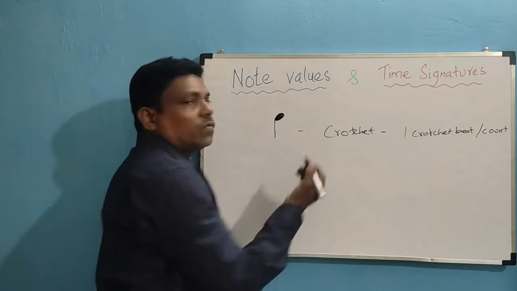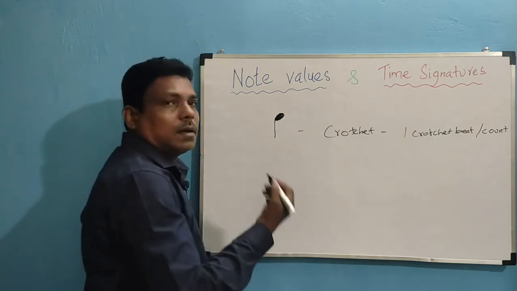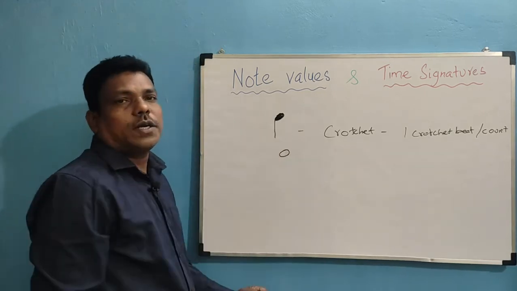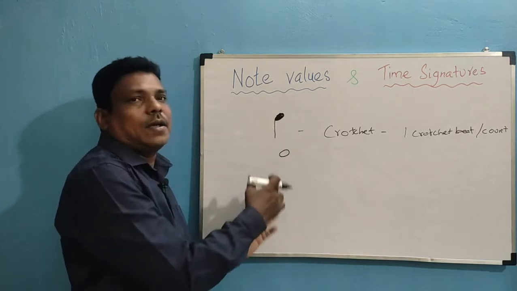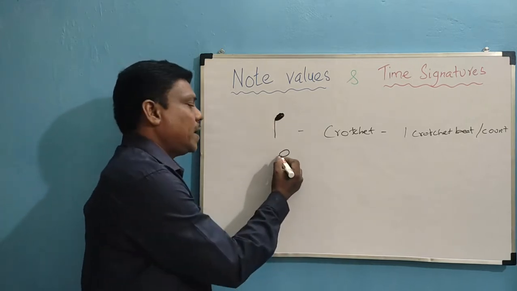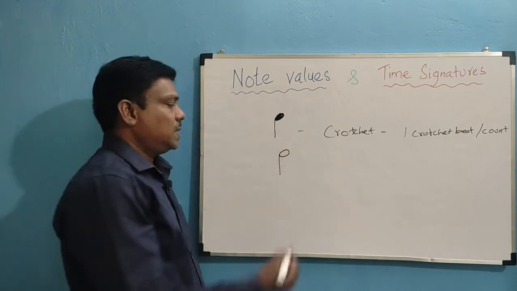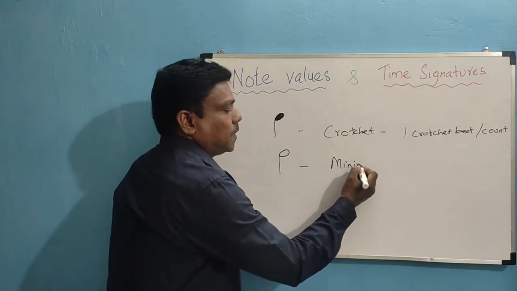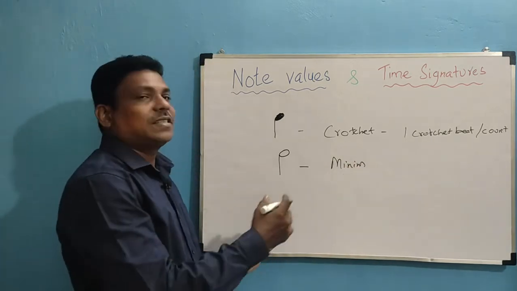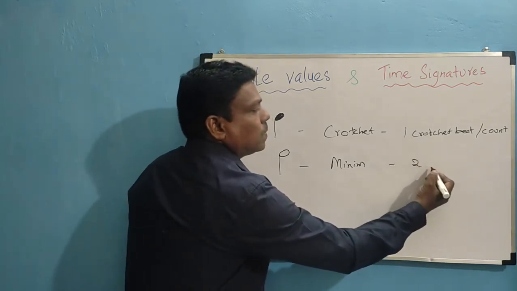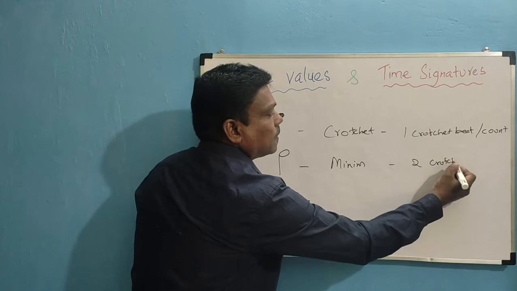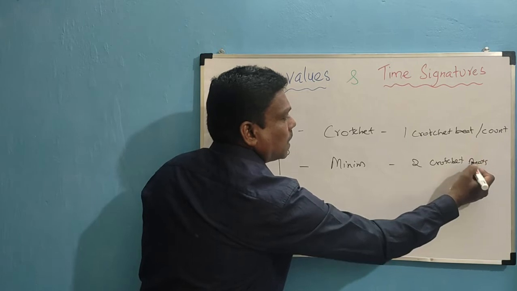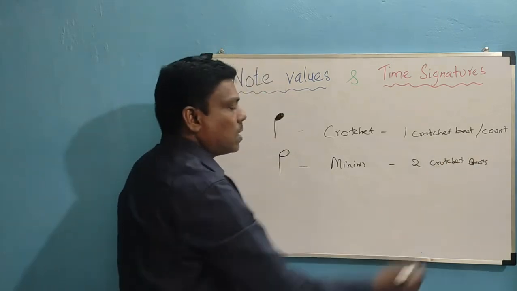The next one, for two beats, what will be the symbol? The same kind of oval note head, but it is not black. Think of it as a white head. This is a white head with a stem. The name of this symbol is minim, and its value is two crotchet beats or counts.